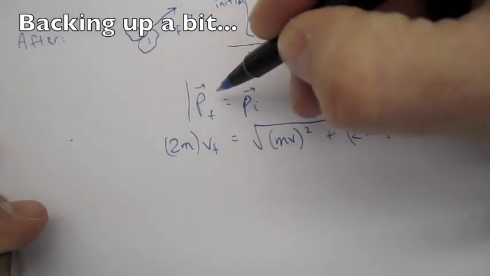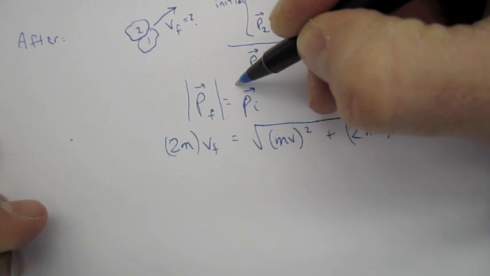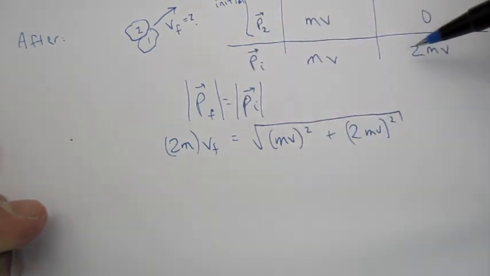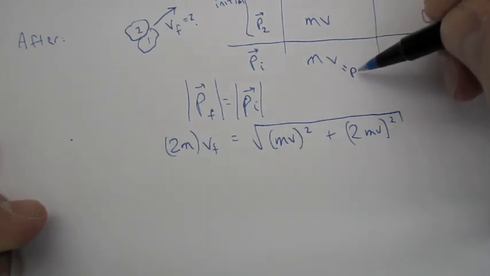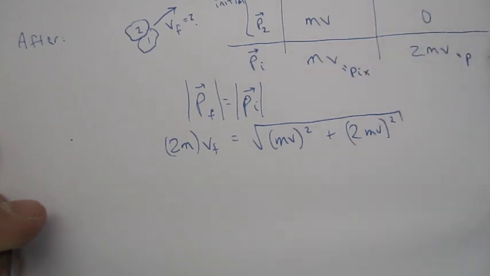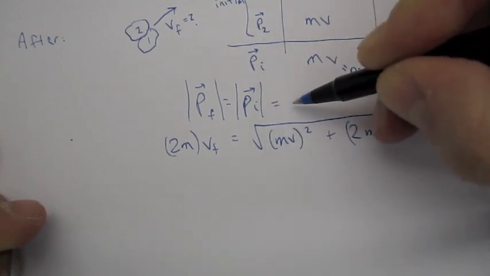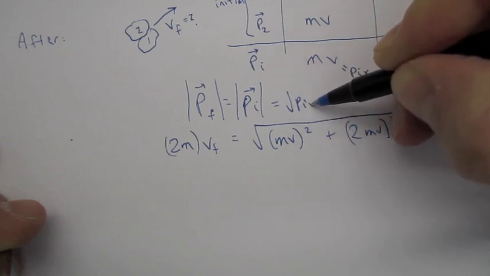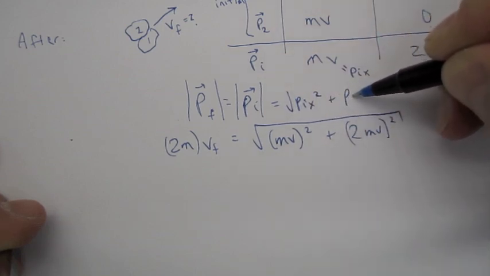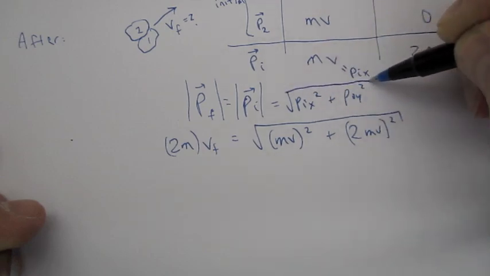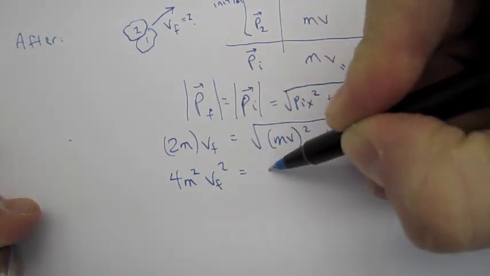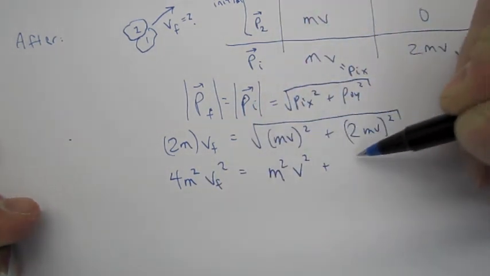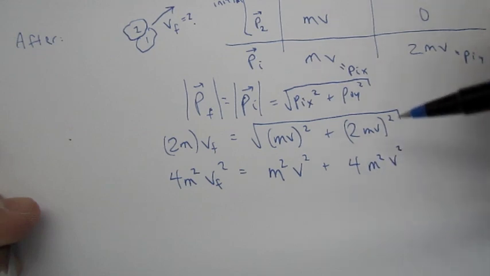Actually, what we're doing here is we're equating the magnitude of the final momentum to the magnitude of the initial momentum. The initial momentum is a vector with this x component and this y component. The magnitude of p initial is equal to the square root of p initial x squared plus p initial y squared. That's Pythagoras. So squaring both sides of this equation, we have 4m squared v final squared is equal to m squared v squared plus 4m squared v squared.